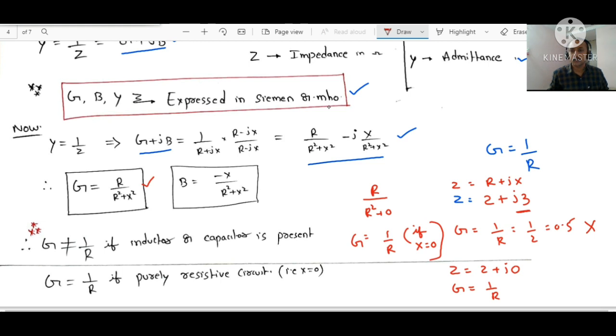Very, very important, dear students. G equal to 1 by R if X equal to 0. Otherwise, if some X element is present in the problem, don't commit this mistake. You please remember this one. G equal to R divided by R square plus X square. Clear? G equal to 1 by R only if purely resistive. No other element is present, then that is okay. G equal to 1 by R if purely resistor.